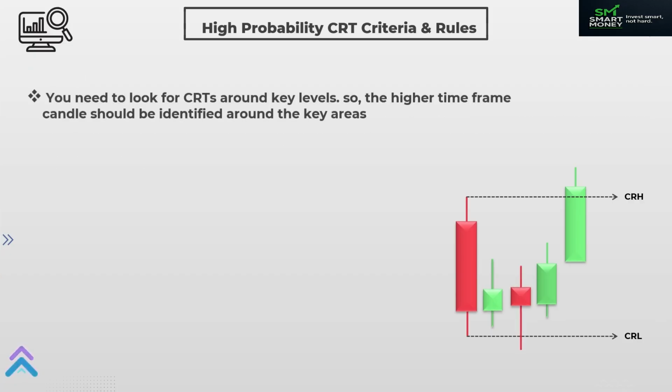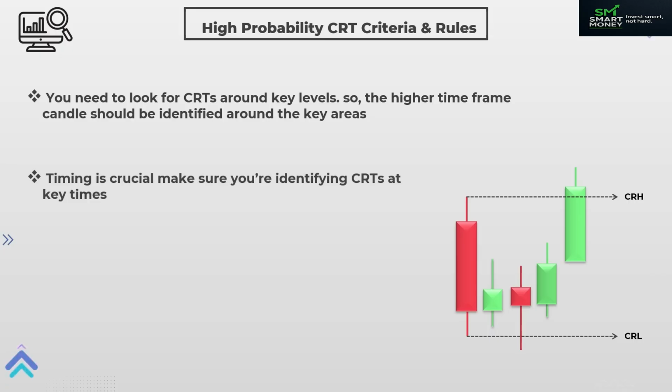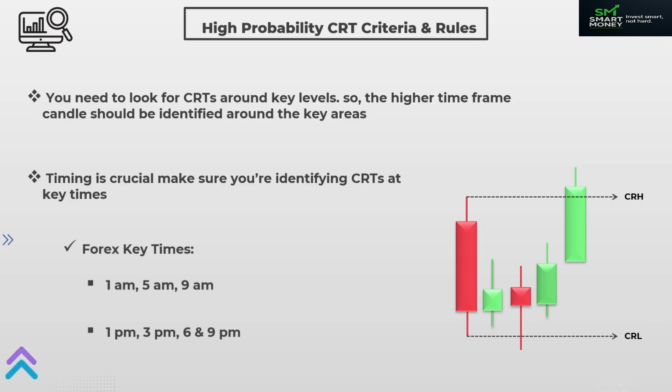First, you need to look for CRTs around key levels, so the higher time frame candles should be identified around the key areas. Second, timing is crucial. Make sure you're identifying CRTs at key times. For high-probability CRTs, here are the key times to consider in the Forex market: 1 a.m., 5 a.m., 9 a.m., 1 p.m., 3 p.m., 6 and 9 p.m.